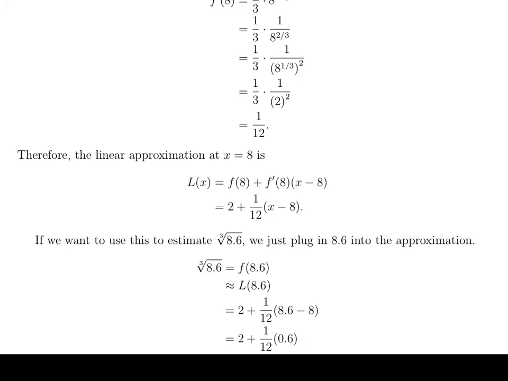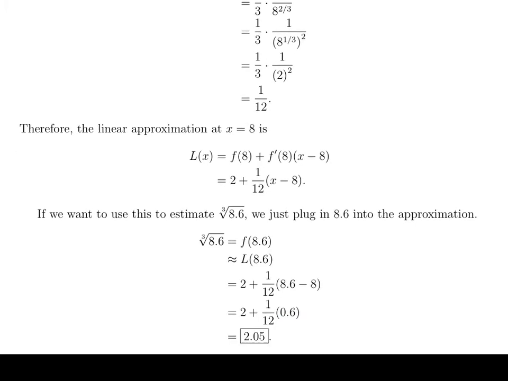So the 8.6 minus 8 turns into 0.6. And if we work all that out, we're going to get 2.05. Now this is an estimate. We're saying that the cube root of 8.6 is approximately equal to 2.05. Now we wouldn't know the more accurate value unless we used a calculator. Well, let's go ahead and do that now.